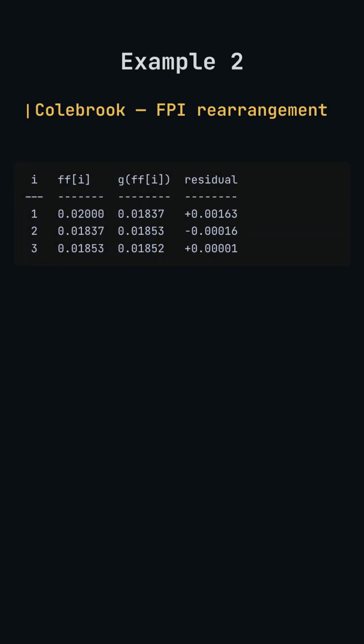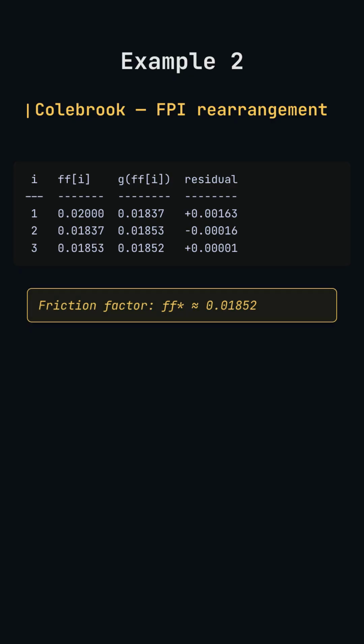The Colebrook equation can be rearranged directly into fixed point form. ff equals 1 over negative 2 times log base 10 of (epsilon over d divided by 3.7 plus 2.51 over (Re root ff)) all squared. Starting at ff1 equals 0.02, the sequence converges in just 3 steps. 3 steps is all it takes.